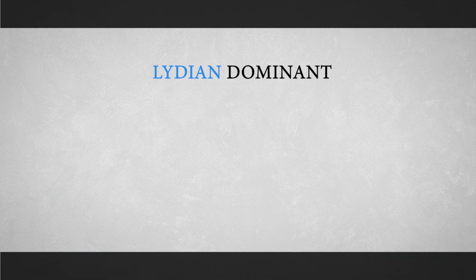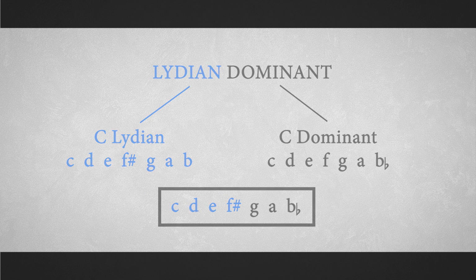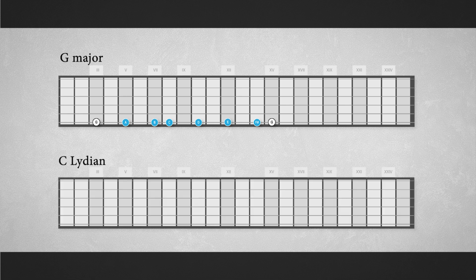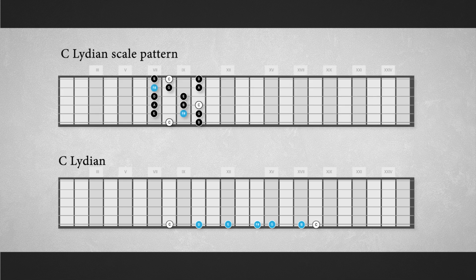The name of the scale, Lydian Dominant, betrays the hybrid character. On one hand it's the Lydian scale and on the other hand it's the Dominant scale. So it's a real mixture of both scales, creating a brand new sound. In G major the Lydian mode starts on the 4th note, in this case the note C. So C Lydian looks and sounds like this. Back to the Lydian Dominant scale.